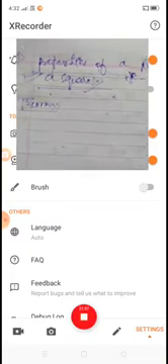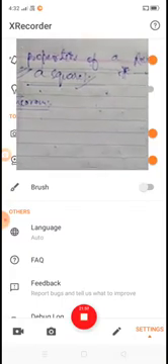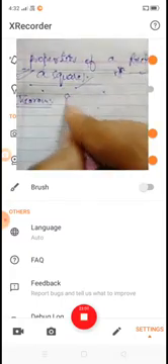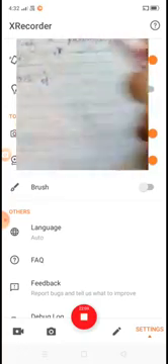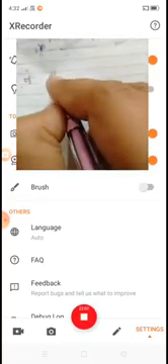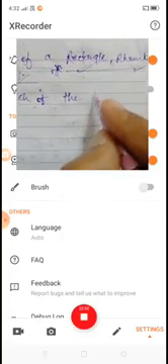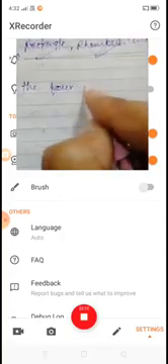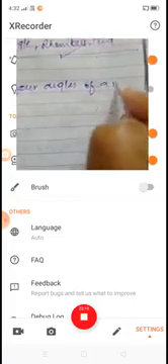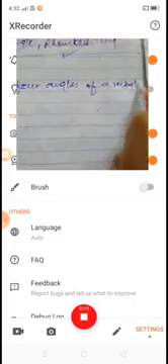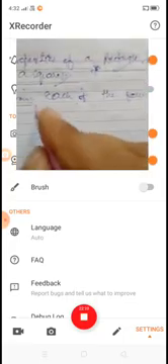Each of the 4 angles of a rectangle is a right angle. We have to prove that each of the 4 angles of a rectangle is a right angle.